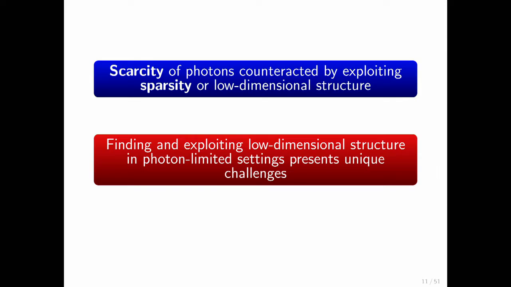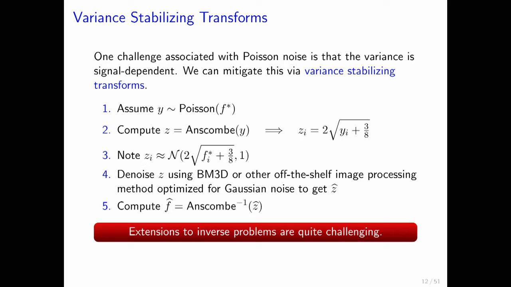Some of you might be familiar with something called a variance stabilizing transform. The basic idea here is we're going to take all this Poisson data, transform it so it looks kind of Gaussian, and then use whatever standard techniques we already have for Gaussian data. People have explored this for a long time, and a popular approach is something called the Anscombe transform.